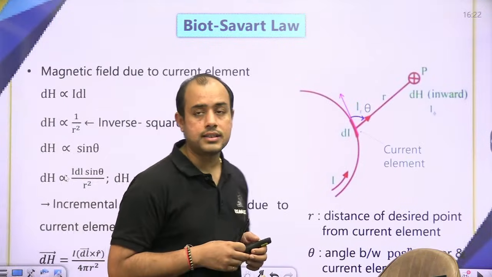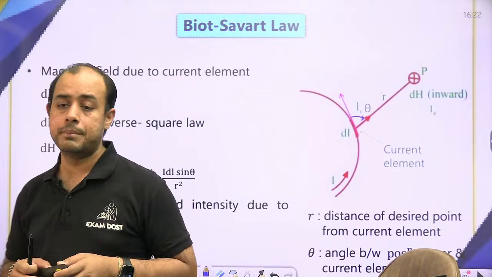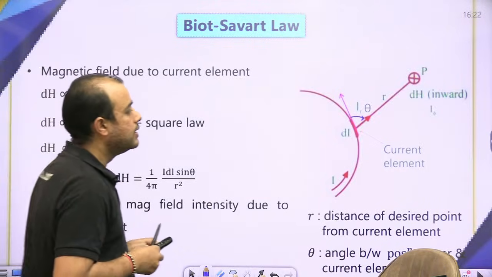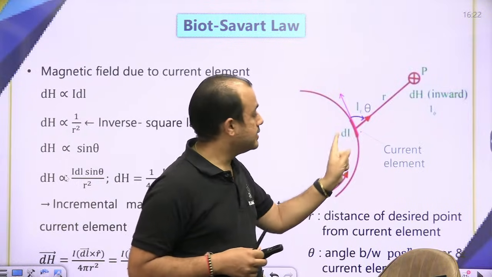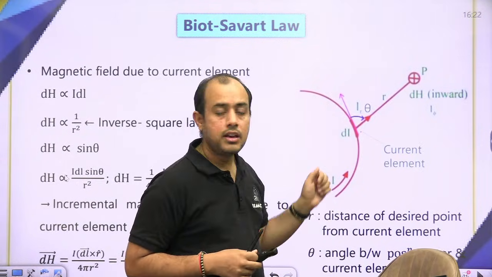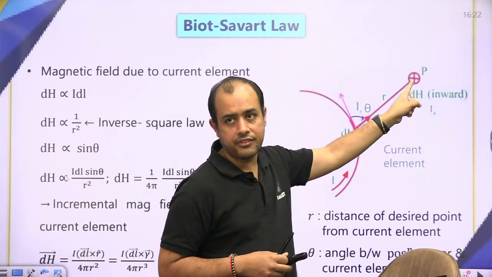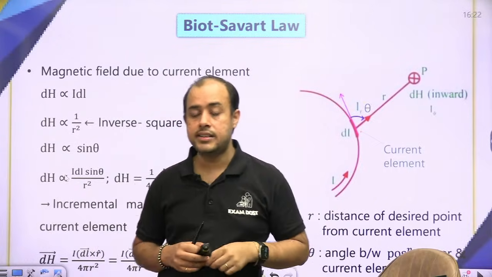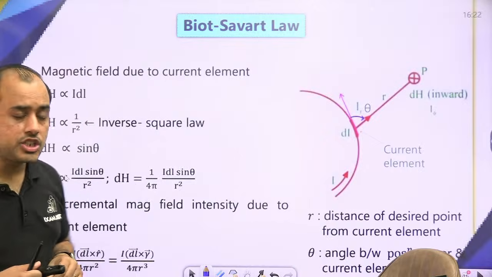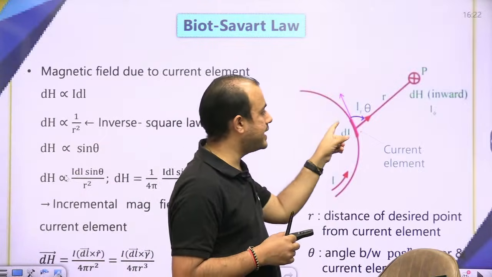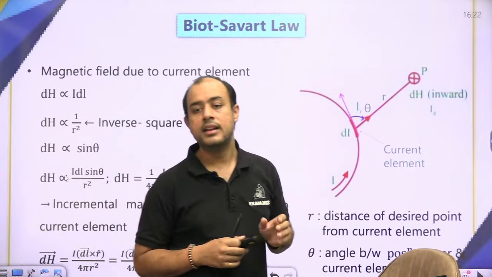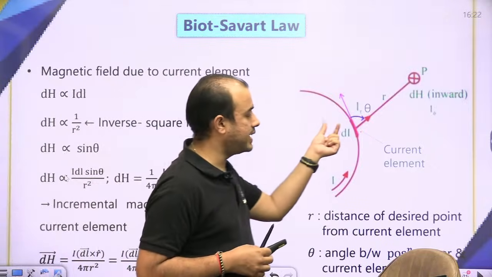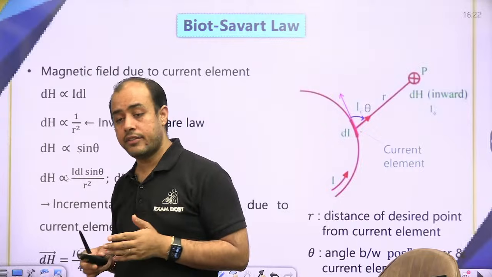So we come to the first law of magnetism, Biot-Savart law. Biot-Savart law helps in finding the magnetic field due to a current element. So I take a current element dl. This is the direction of the current element. From this current element, the point where I want the magnetic field is at a distance r, and the position vector of that point makes an angle theta with the current element. The angle between the direction of the current element and the position vector of that point is theta.